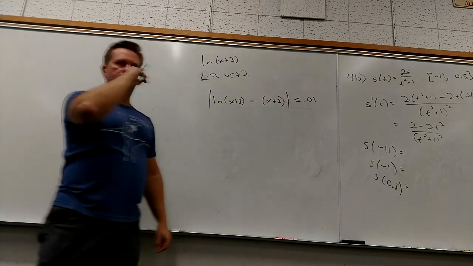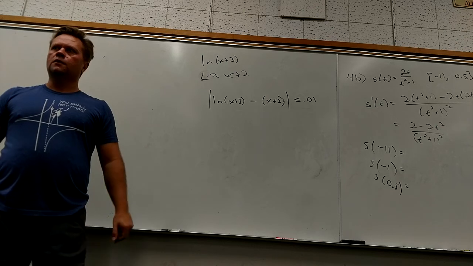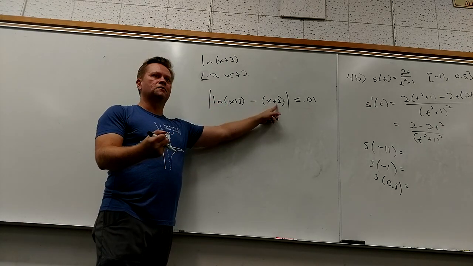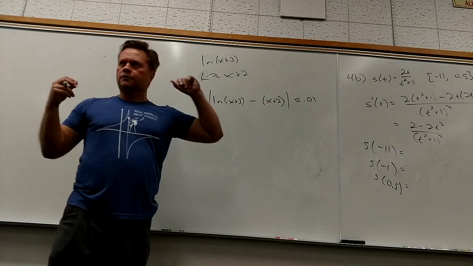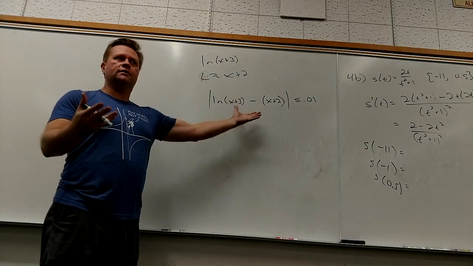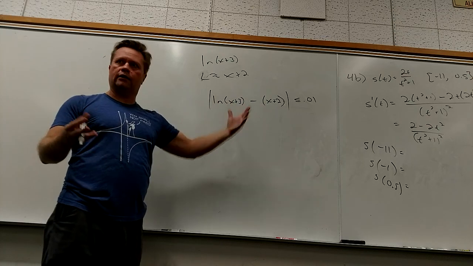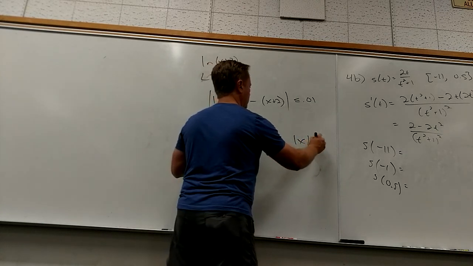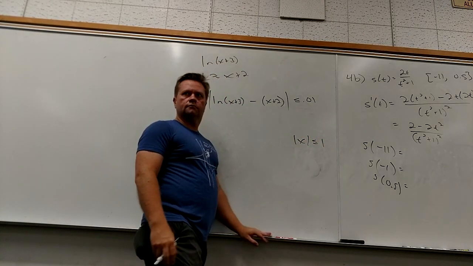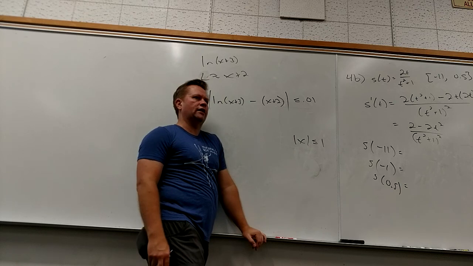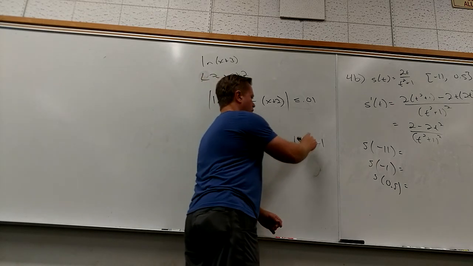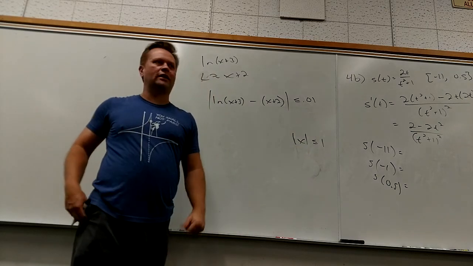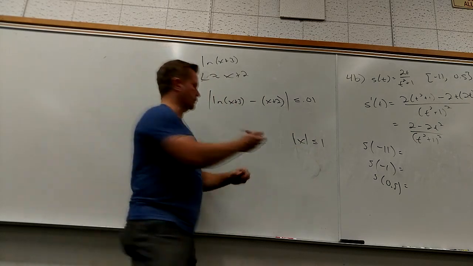That's the true distance between them. I want the distance between the function and my estimate to be at most 0.01. Does that make sense? That's how I captured that idea mathematically. Now, does anyone remember how to rewrite something like this without an absolute value? I mean, how do I capture this idea in a different way? Negative 1. Yes.